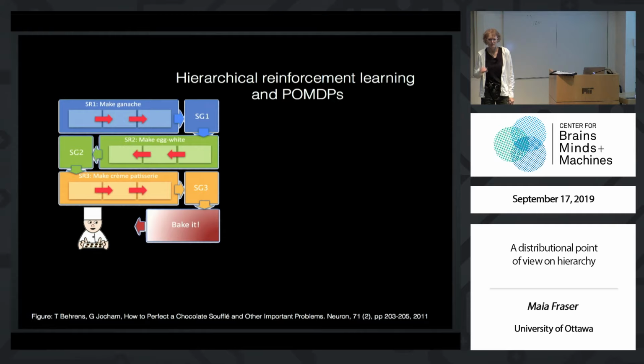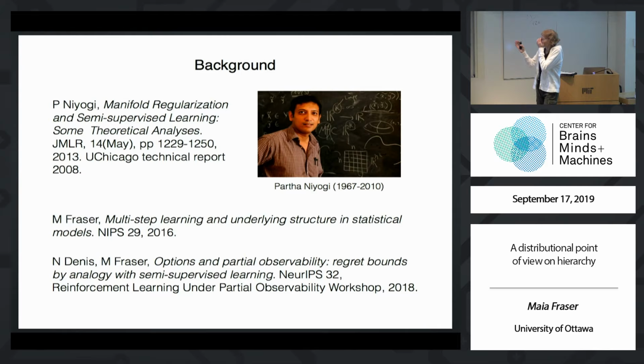So that's just to give a little bit of an illustration for people who are not working in hierarchical reinforcement learning. But I also mentioned POMDPs, and that's partially observed Markov decision processes. So that's a variant, could be in the hierarchical context or in the non-hierarchical context. But this notion of partial observability, I'm going to drive home an analogy between that and partial labels in the semi-supervised paradigm.